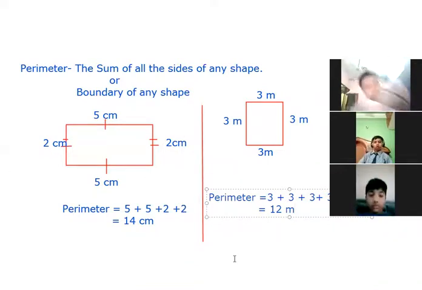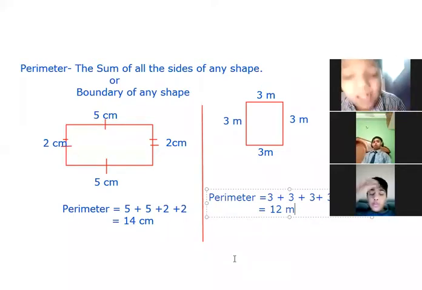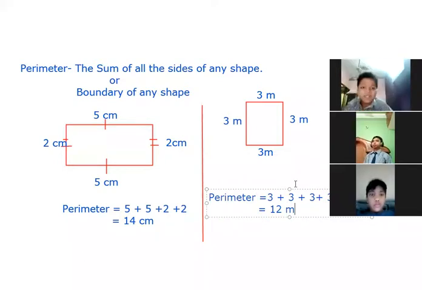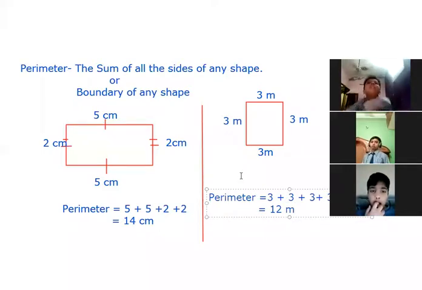Any shape can be given to you and you have to find out the perimeter. Okay. Now I will tell you the formulas to find out the perimeter. But before doing that, we must understand the concept. That's why I have given these examples to you, that how we are going to find out the perimeter. Okay, but here ma'am is going to give one more example.